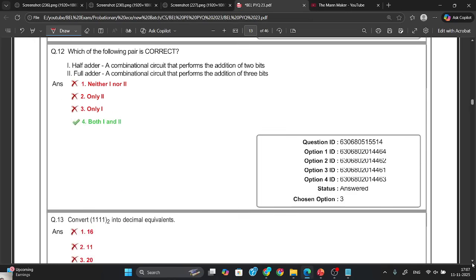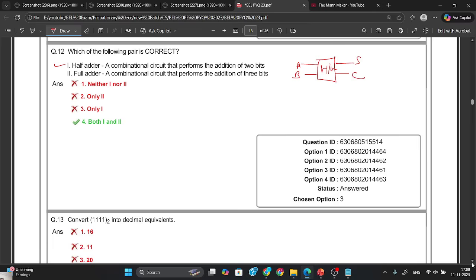Which of the following pairs is correct? Half adder, a combinational circuit that performs addition of 2 bits. Half adder is correct only. We have two inputs, so it will add A and B, 2 bits, and give sum and carry. So this is correct only.